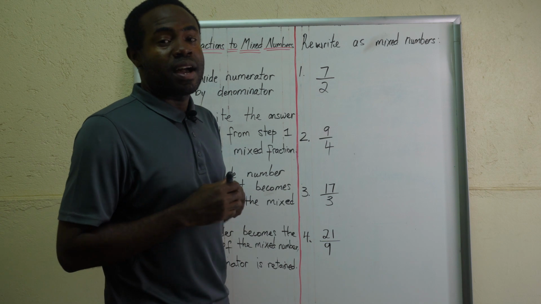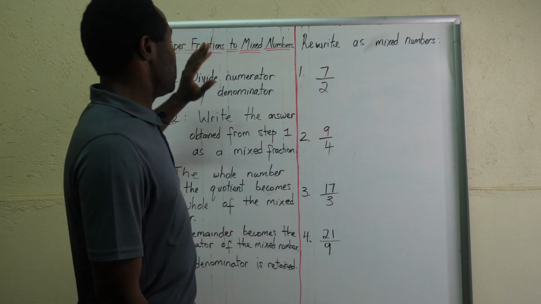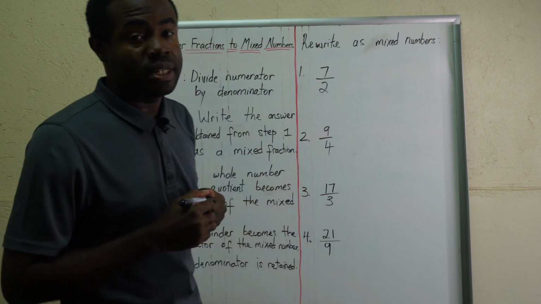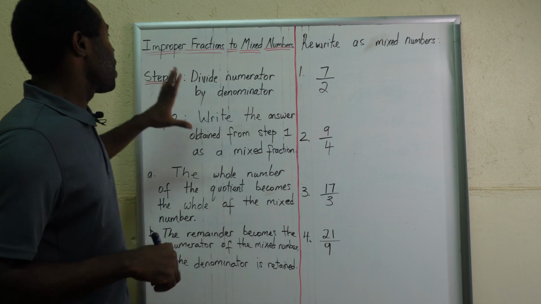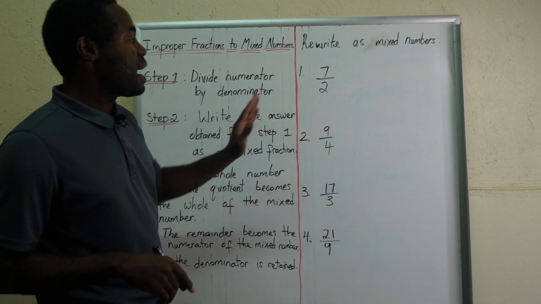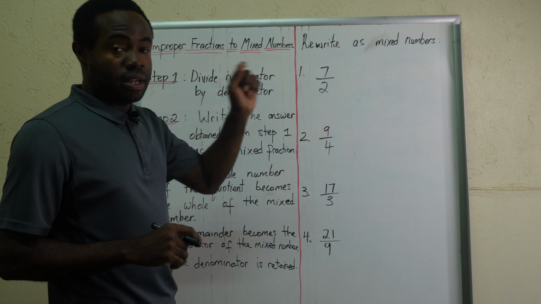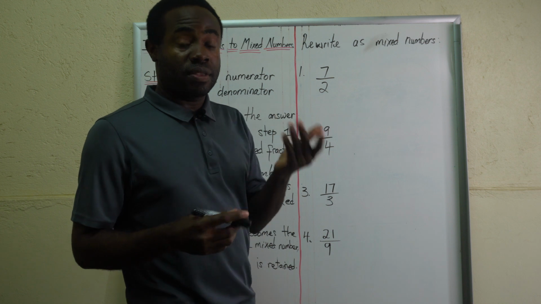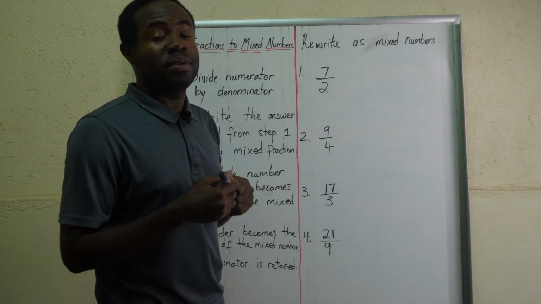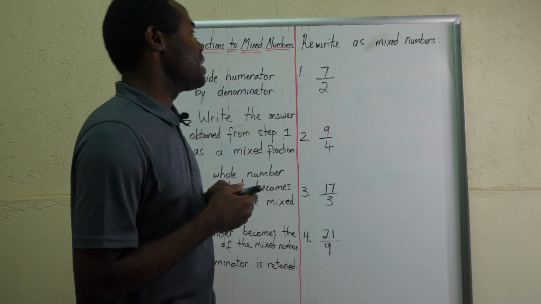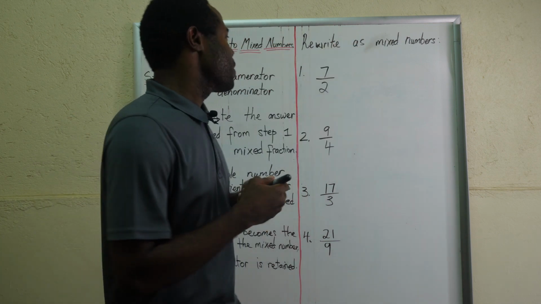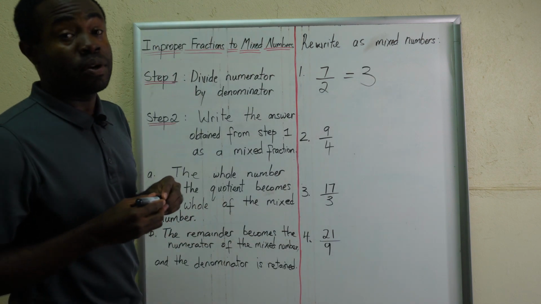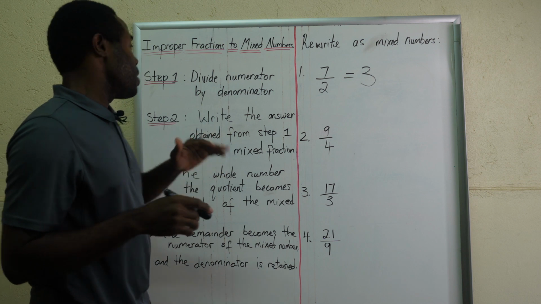Let's follow the steps. In this question we have an improper fraction, which is 7/2. Our numerator is 7 and our denominator is 2. According to step 1, we are supposed to divide the denominator into the numerator. So it's going to be 2 into 7. That will be how many times? 3 times, right? 3 times and some will be left. So now 3 becomes the whole number of our mixed number.